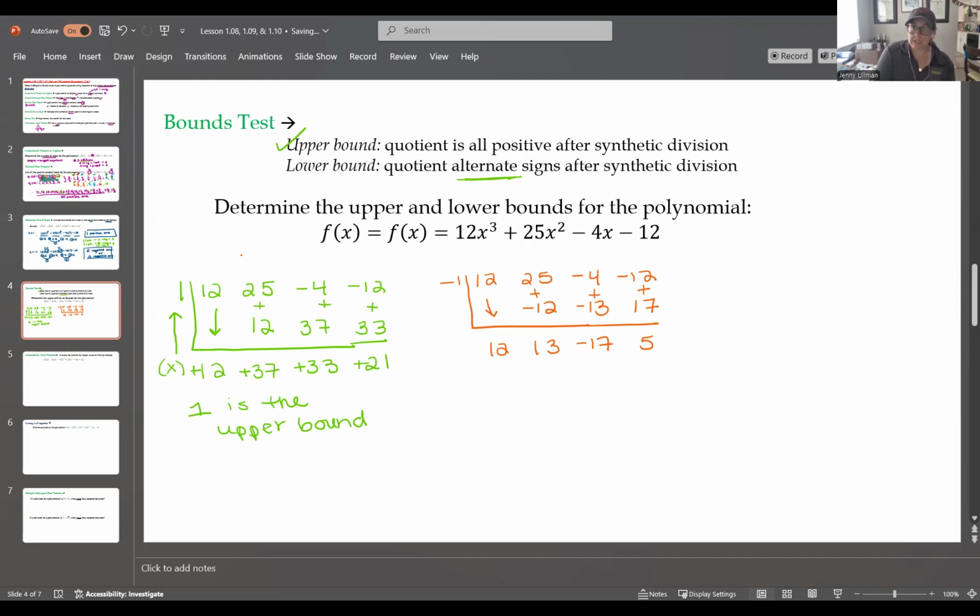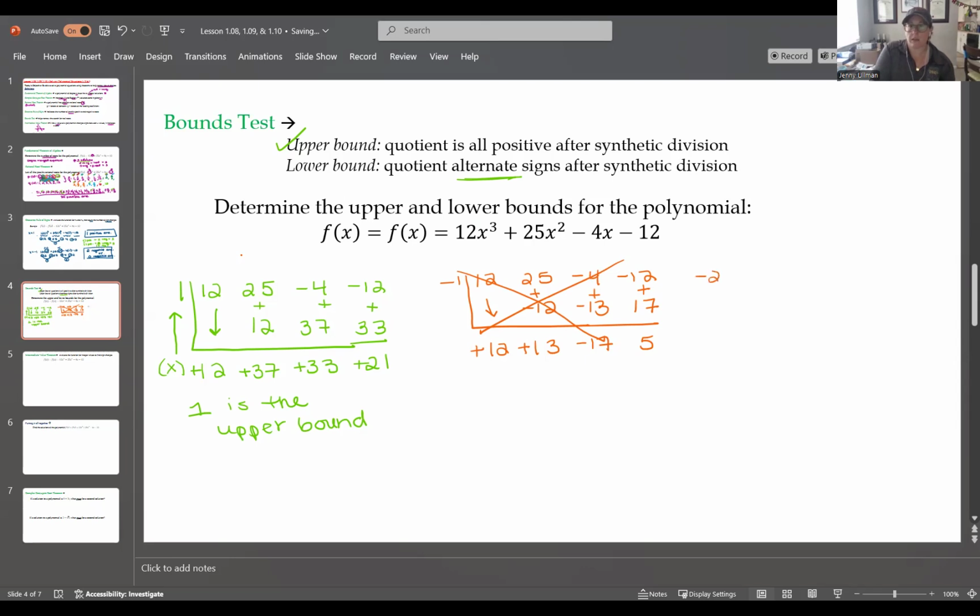However, I could have stopped after the first column because I'm looking for the lower bound. And in order for it to be a lower bound, my signs need to alternate. I start with a +12, which means the next number I need has to be negative. It was positive, so not my lower bound. Keep going. Okay, so got to go lower than -1.